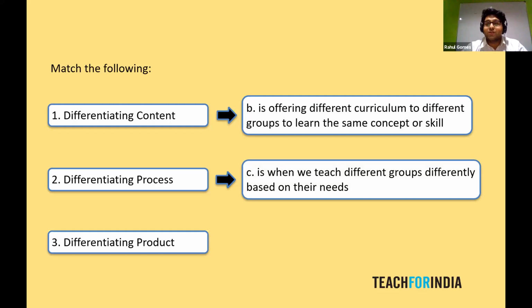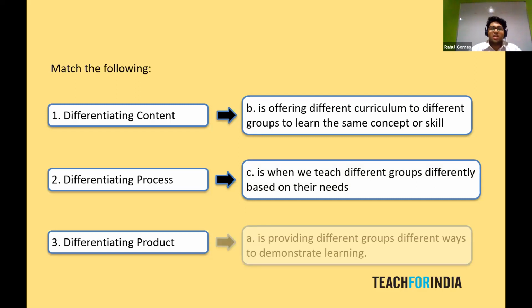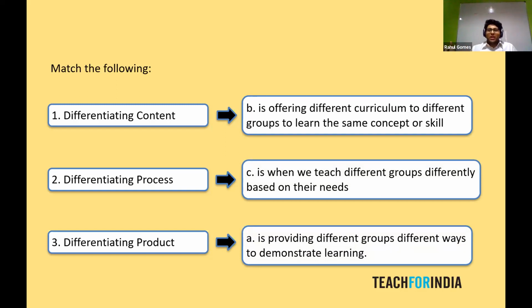And that is an example of differentiating process. And finally, we've got differentiating product, which is 3A. It's providing different groups different ways to demonstrate learning. Can the students at the end show a different way to show what they have learned? All those of you who got 1B, 2C, and 3A right, 3 out of 3, that's great.